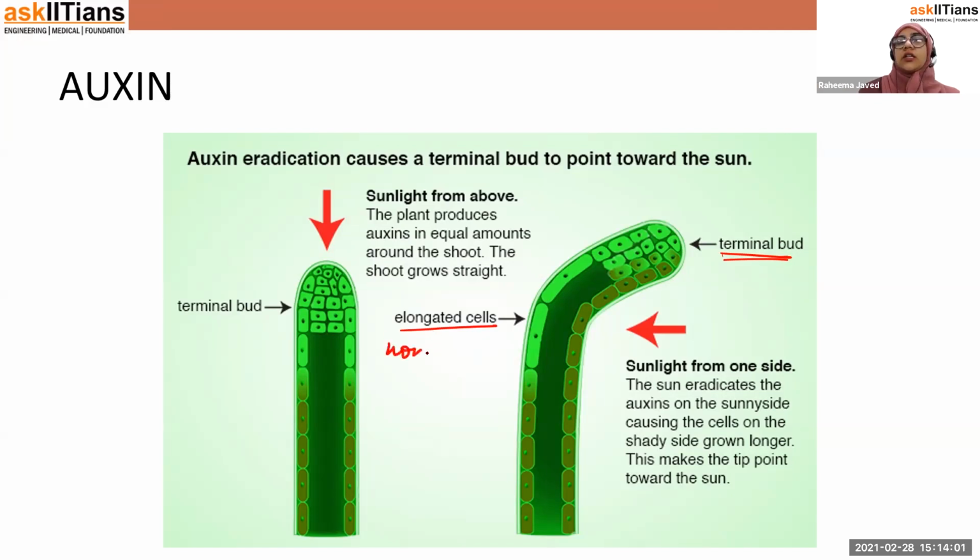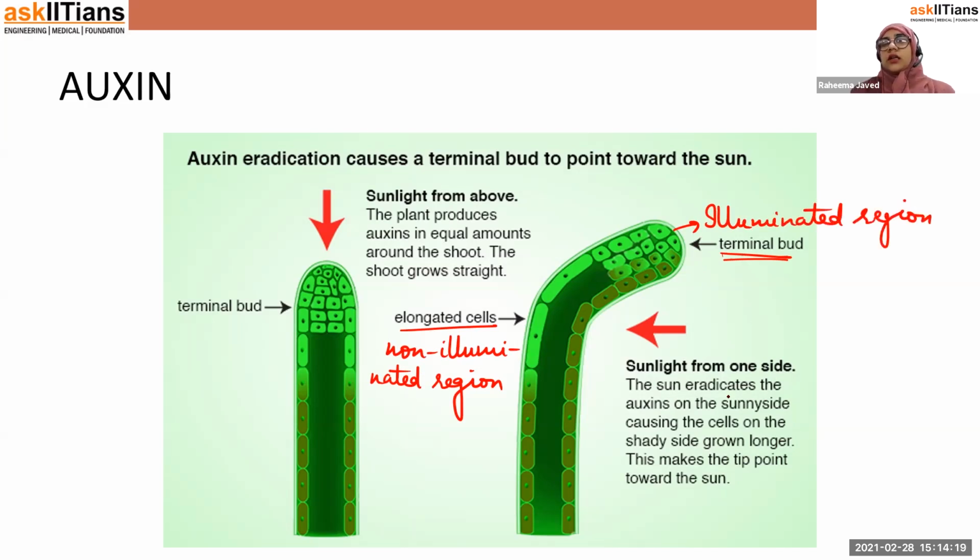So this is the non-illuminated region, and this is the illuminated region which is exposed to the light, and it eradicates the auxins on the sunny side, causing the cells on the shady side to grow longer, and this makes the bending of the tip towards the sun.